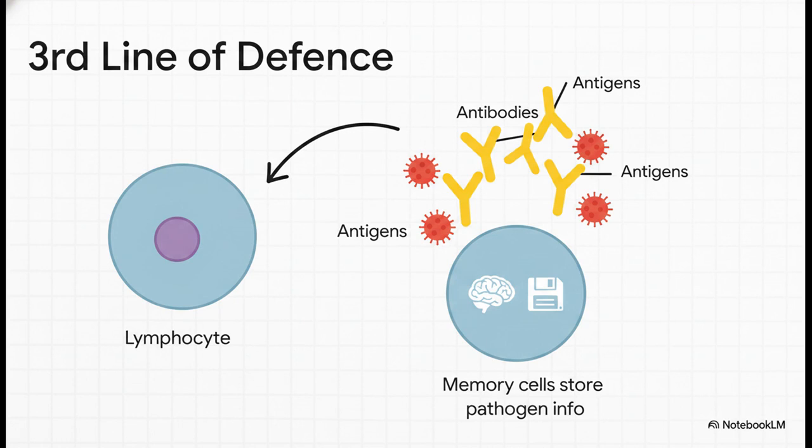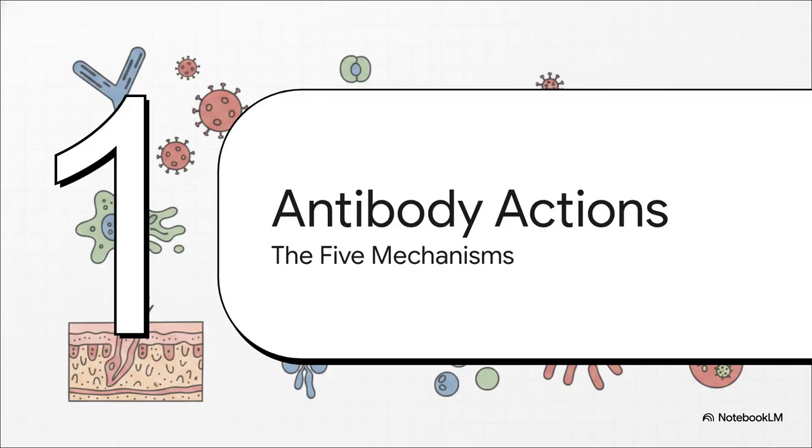Now, if the invaders somehow survive the first and second lines, the fortress deploys its elite special forces, the third line of defense. Unlike the first 2, this is a highly specific immune response. It relies on lymphocytes. These are specialized white blood cells that recognize the exact antigen of the invader and produce highly specific antibodies to destroy it. And crucially, they also create memory cells. These cells basically store the mugshot of that specific pathogen, so if it ever tries to invade again, the counterattack is massive and immediate.